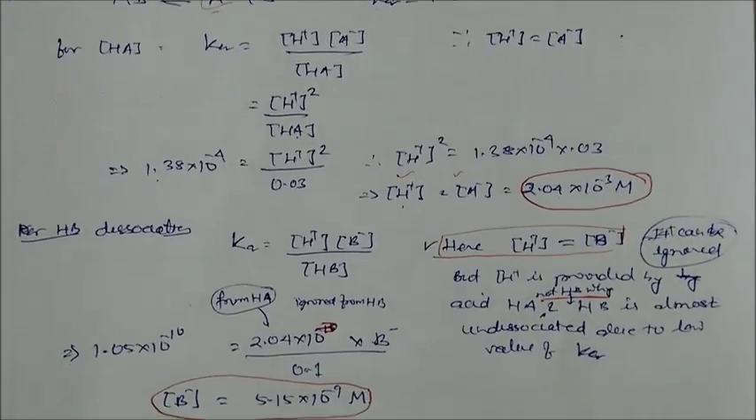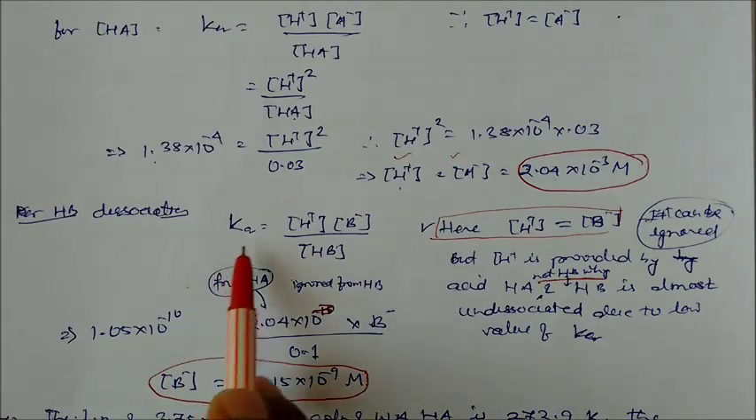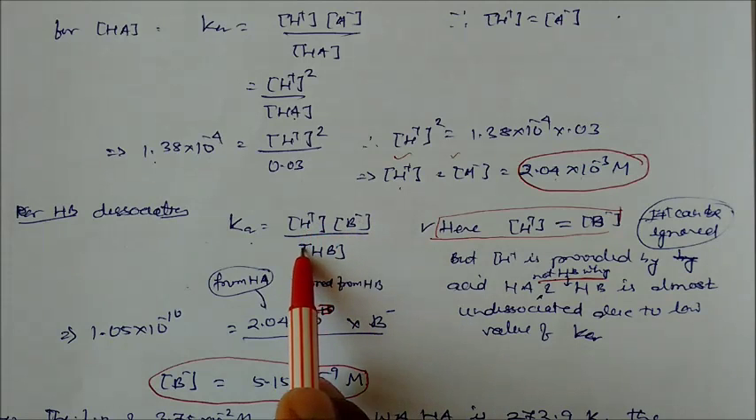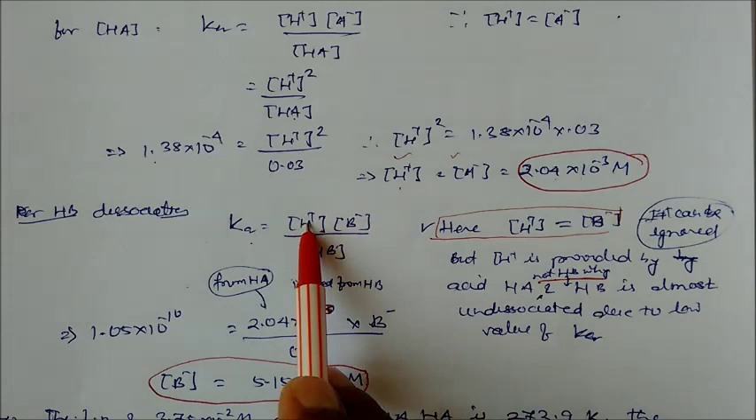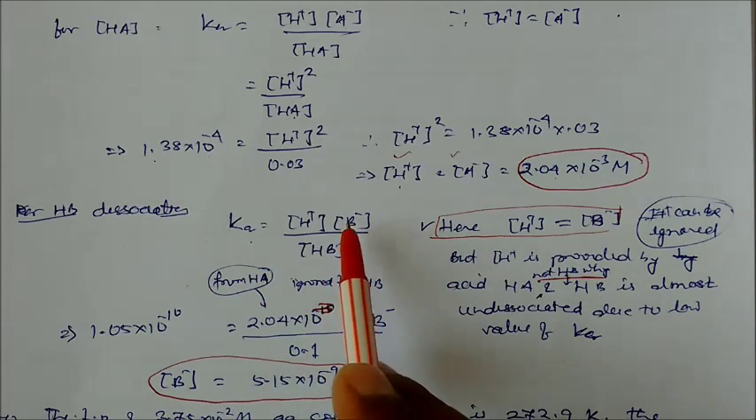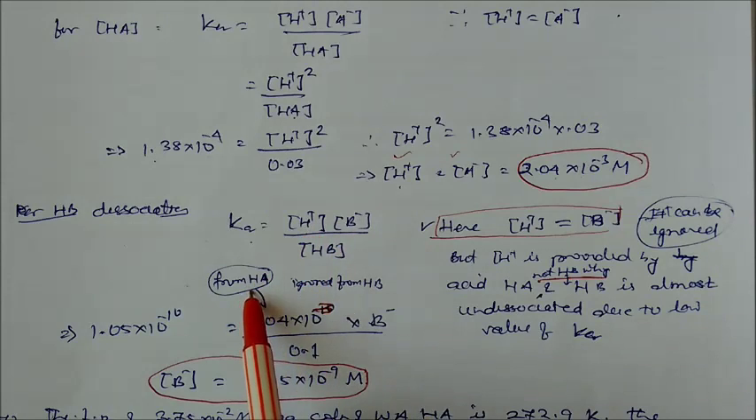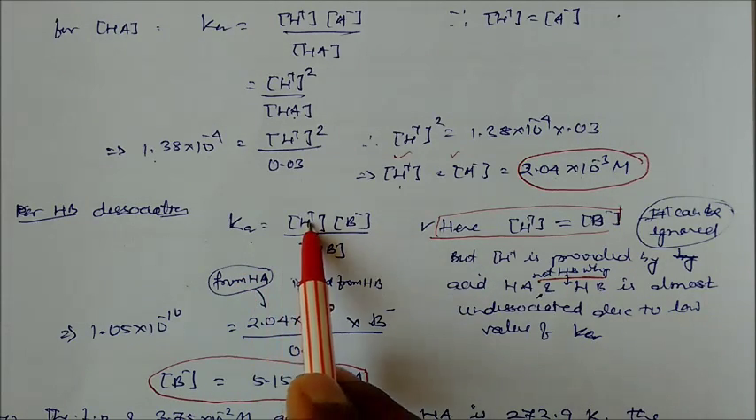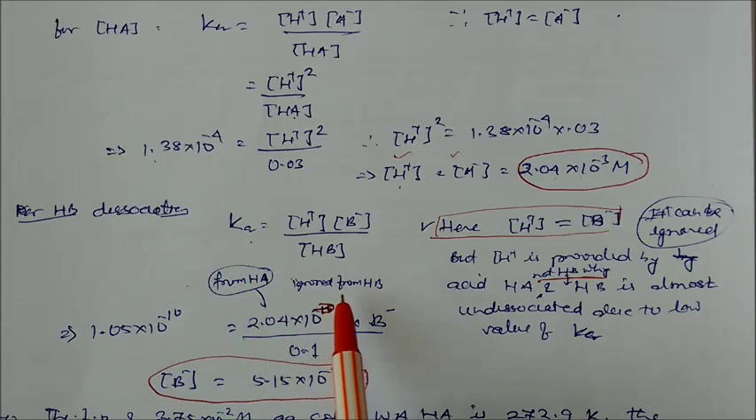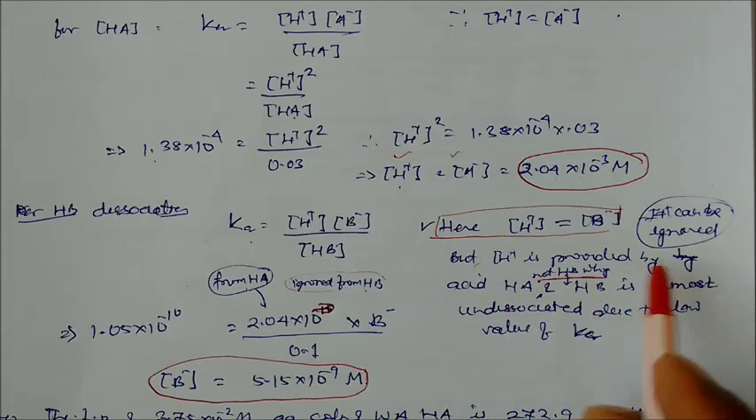Now if you take HB, what will happen in this case? K equals H plus into B minus by HB, but here the concentration of H plus is very less. Why? Because of the common ion effect. The concentration of H plus coming from the HA is more, so the H plus from HB is ignored. We take H plus from the HA, because it is much more than the H plus coming from the HB. So H plus is provided by HA, not by HB.